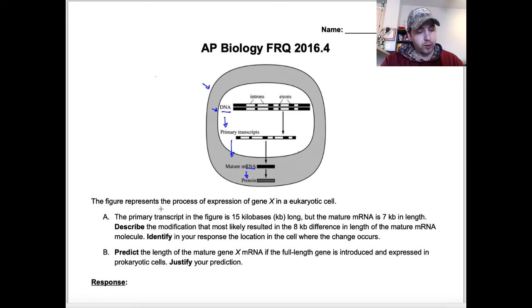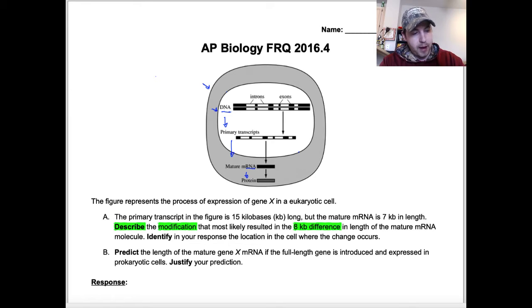Now, it says that the figure represents the process of expression of gene X in a eukaryotic cell. Part A says the primary transcript in the figure is 15 kilobases long, but the mature mRNA is only 7 kilobases in length. Describe the modification that most likely resulted in the 8 kilobase difference in the length of the mature RNA molecule. We'll then identify in your response the location in the cell where this change occurs. So the first thing that we're going to look at is what are those action task verbs. All right, the first one is describe a modification. It gives us this 8 kilobase difference.